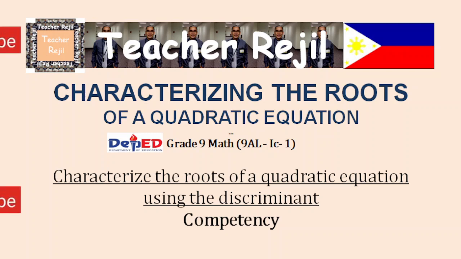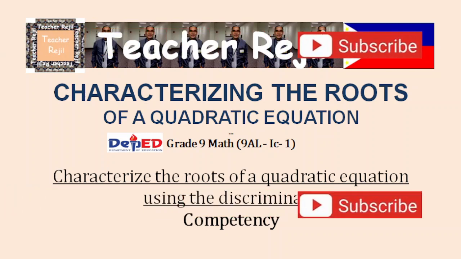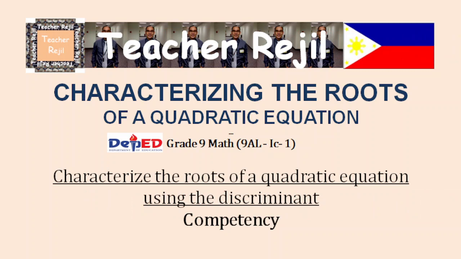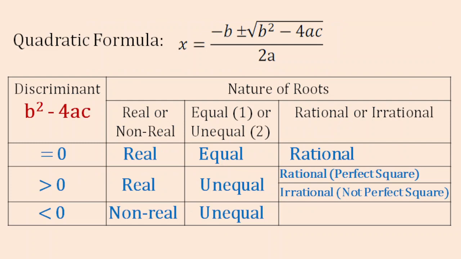This video addresses the competency: characterize the roots of a quadratic equation using the discriminant. In the quadratic formula, x equals negative b plus and minus square root of b squared minus 4ac all over 2a. This part here, b squared minus 4ac, is called the discriminant. The table below shows the nature of the roots of the quadratic equations.